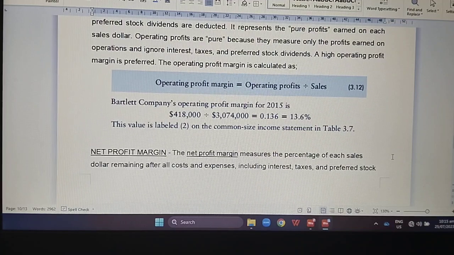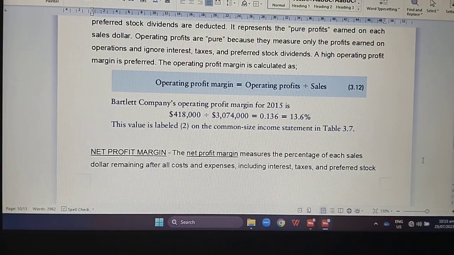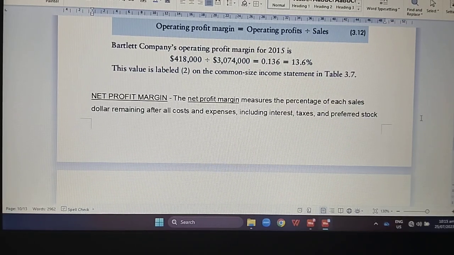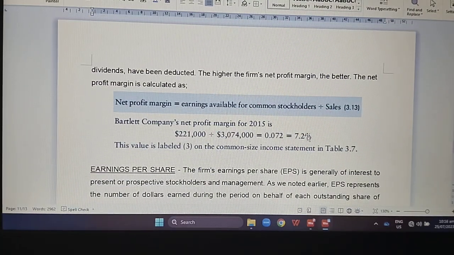Okay pa rin yan. Net profit margin. The net profit margin measures the percentage of each sales dollar remaining after all costs and expenses. So this time, ini-include na natin yung taxes and preferred stocks. Okay? Yung interest kasama na rin. So, it is calculated as earnings available for common stockholders divided by sales. So, the answer here is 7.2%. Okay? So, okay pa rin naman.